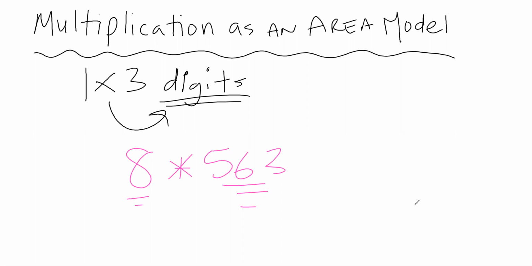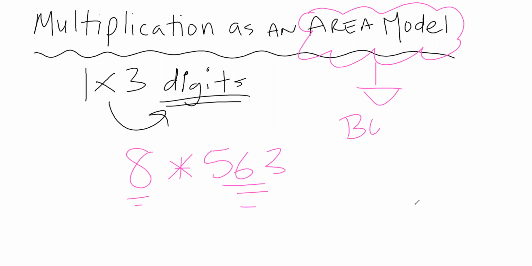And again, we're going to continue to focus on how we can use the area model, or what some people like to call a box method, to solve. So let's dive on in. So 8 times 563. Again, that dot can represent multiplication, so you will see that from time to time.